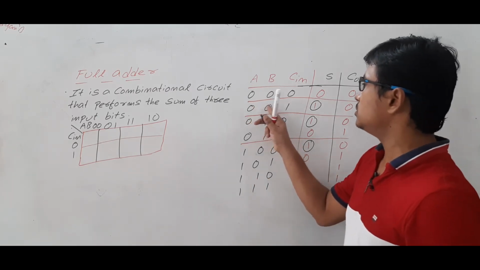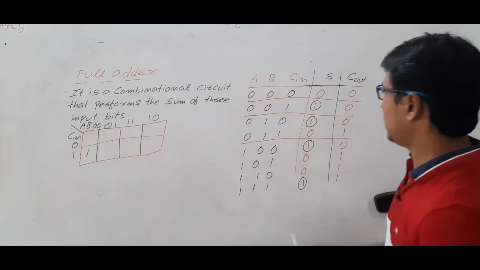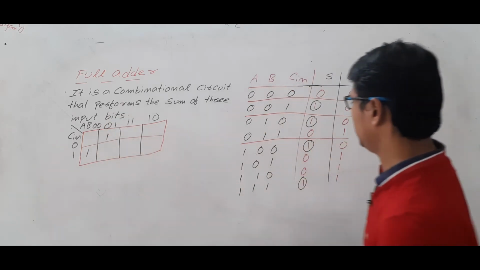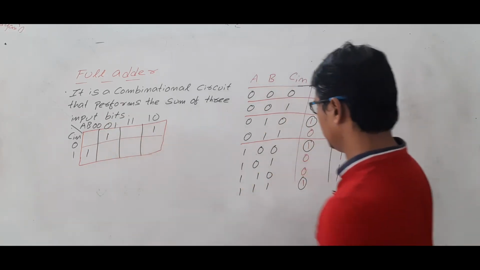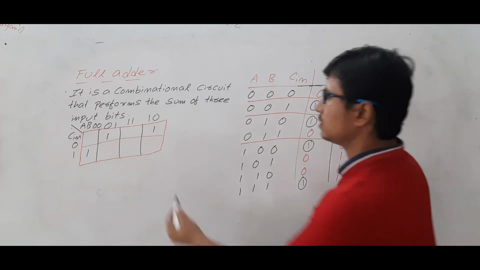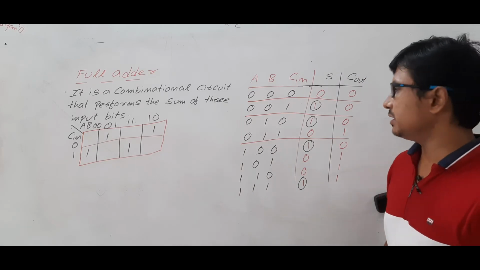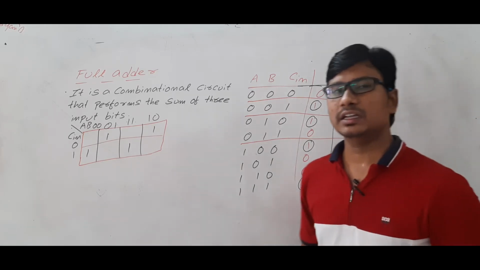Represent them in the K-map. What is that? 0, 0, 1 here. And the next one is 0, 1, 0 here. Okay, 1, 0, 0, and 1, 1, 1. So these are the 4 min terms. Okay, is it clear? Now we have to find the implicant.